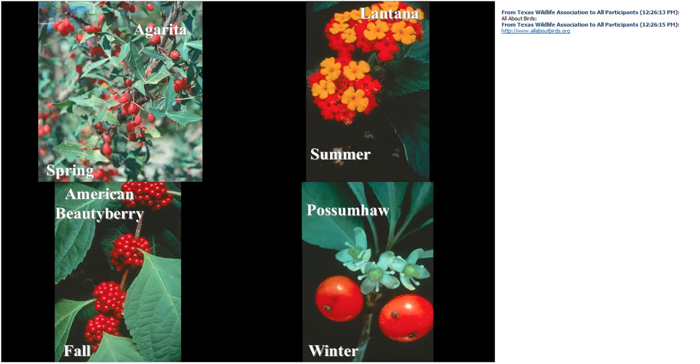But just as an example, in the upper left-hand corner is agarita, and below that's American beautyberry, or let me start with agarita, and agarita is a good late spring food source. And on the upper right is lantana, which is a good summer food source. And then the American beautyberry is a fall, and possum haw, or deciduous yaupon, as a winter food source. And so just with those 4 plants, we've begun to address a year-round food supply.